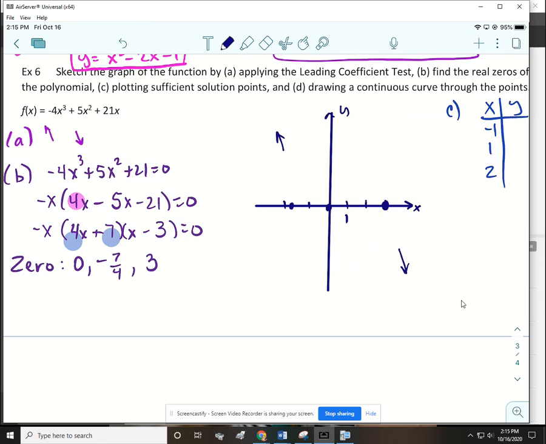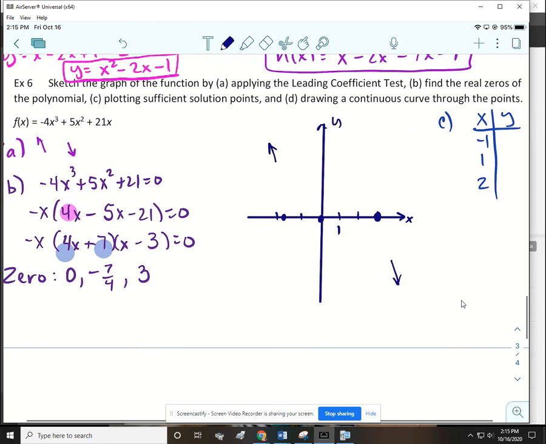So we would take -1 and we put it into the original. So we would cube it and get -1, multiply by -4 and get 4. We would square it, get 1, multiply it by 5, and then we would multiply it by -1 and then put all those together. We should get -12. Right. Do all the same thing with 1, put it in for the function, we get 22. And when we put in 2, we get 30. Okay, so when I do my scale, I'm just going to go by tens because I know I need to get to 30.